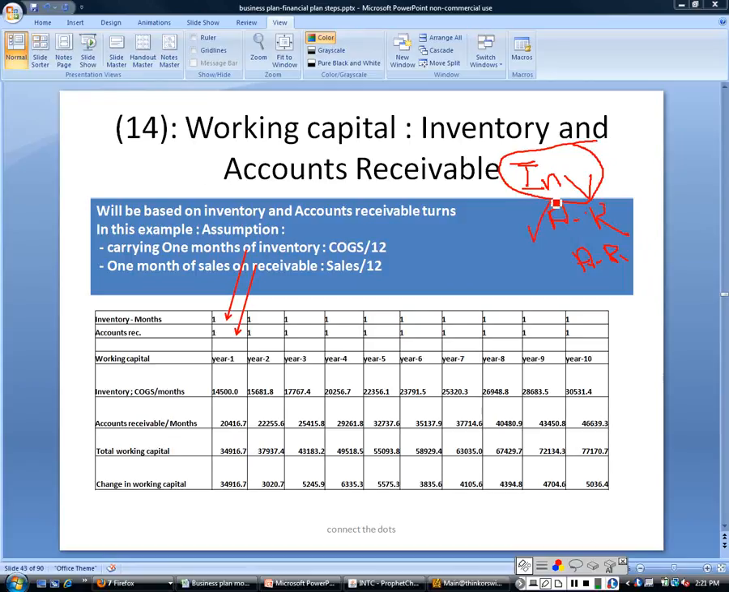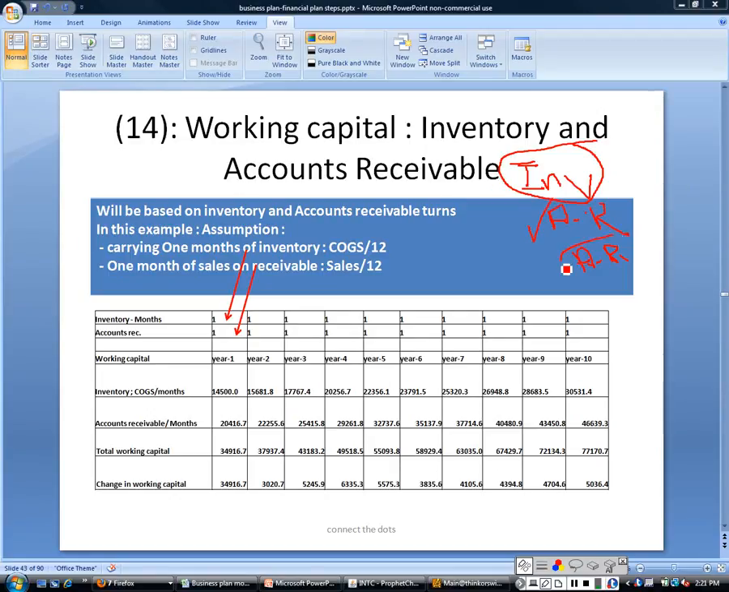Accounts receivable is that, especially for a new business, your customers may not pay you right away. They might pay you in 30 days, 15 days, whatever. That's the amount of money that you have to wait for till you have it as cash. You're giving them the service, but you've got to wait for it.